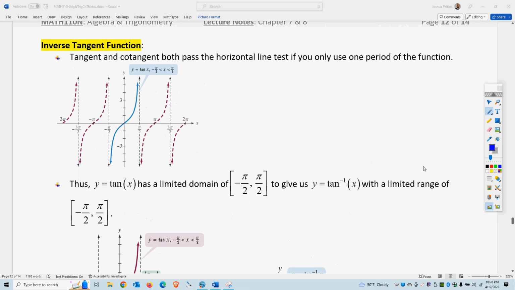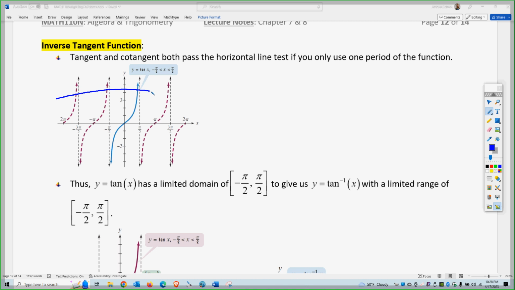Okay, so tangent runs into the same problem. It does not pass the horizontal line test, so it will fail. So we're going to limit it to one cycle of the tangent, which ends up being the same domain as sine, which ends up being the range of the inverse tangent. So sine and tangent end up being the same as far as inverses and the restrictions, right?